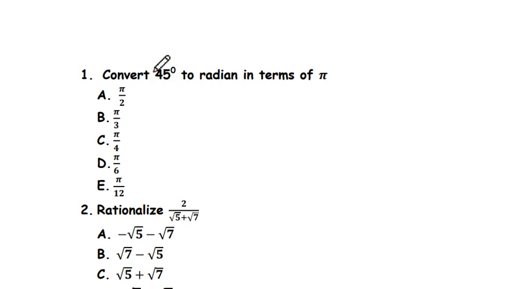Now, question 1 says convert 45 degrees to radian in terms of pi. To convert from degree to radian, you multiply by pi over 180. So this becomes 45 times pi over 180. So when you divide, 45 into 180, that's 4. So this becomes pi over 4. Option C is our answer.